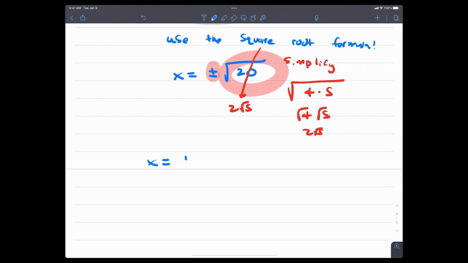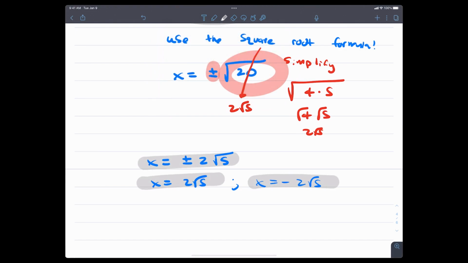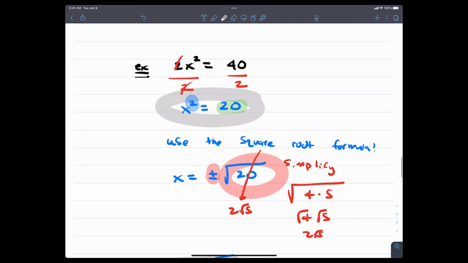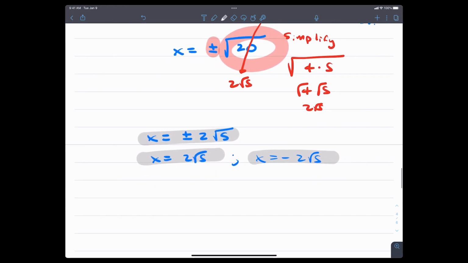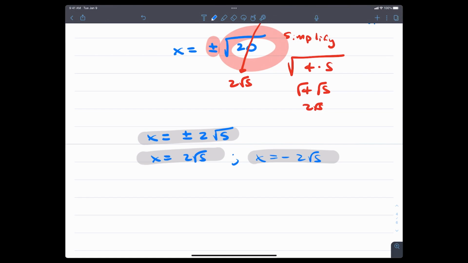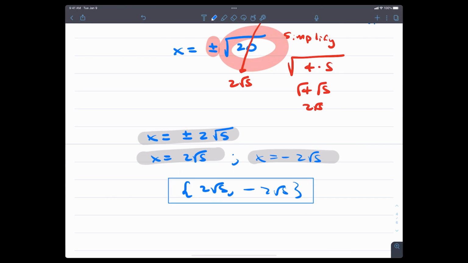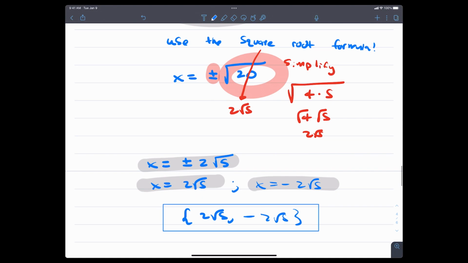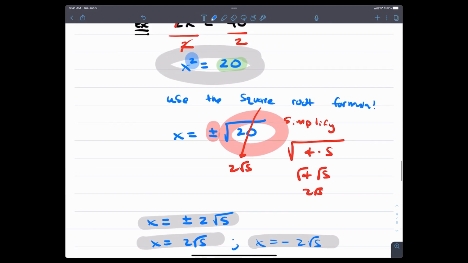So x will be plus or minus 2 square root of 5. Positive 2 square root of 5. X will be negative 2 square root of 5. So ladies and gentlemen, you have two solutions here. Okay? And you are done. You can put this in set notation. 2 square root of 5, minus 2 square root of 5. There you go. All right, you guys okay with that one?